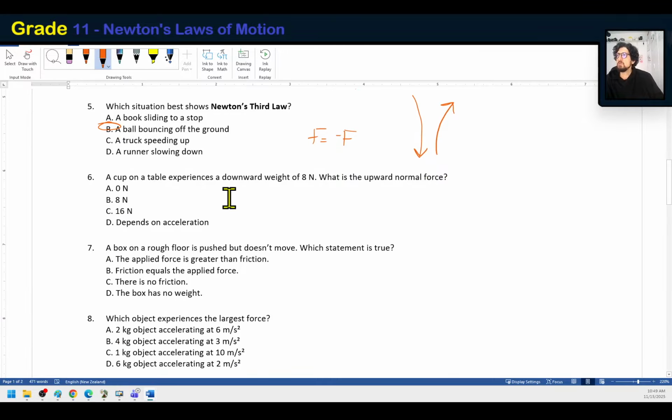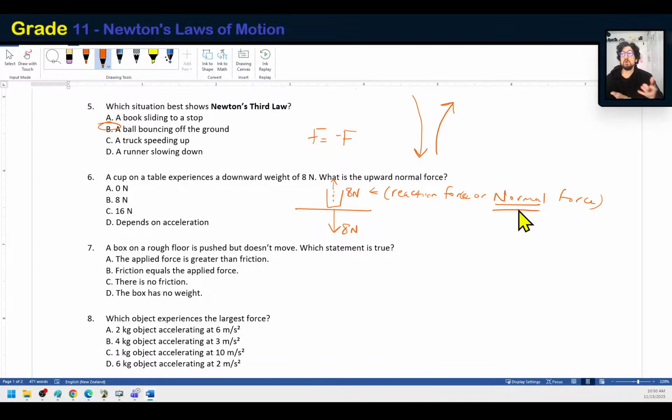A cup on a table experiences a downward weight of 8 newtons. What is the upward normal force? Here's a cup on the table. The downward weight force is 8 newtons. Of course, the upward force opposing weight is going to be 8 newtons, and that one is called what? It's either called reaction force or normal force. And you'll see this a lot more in physics. So that's called normal force. It is the force opposing the weight.